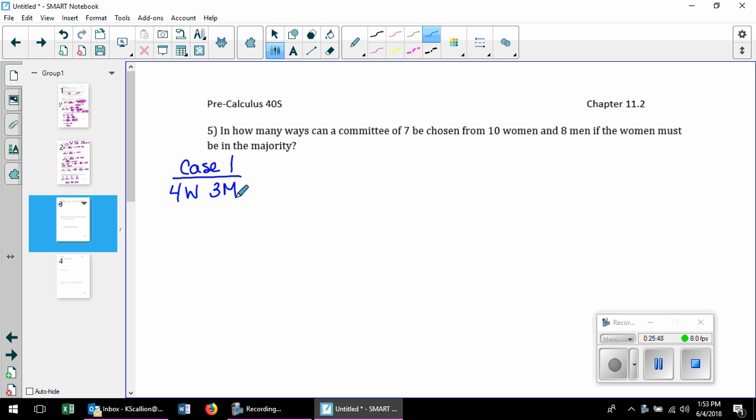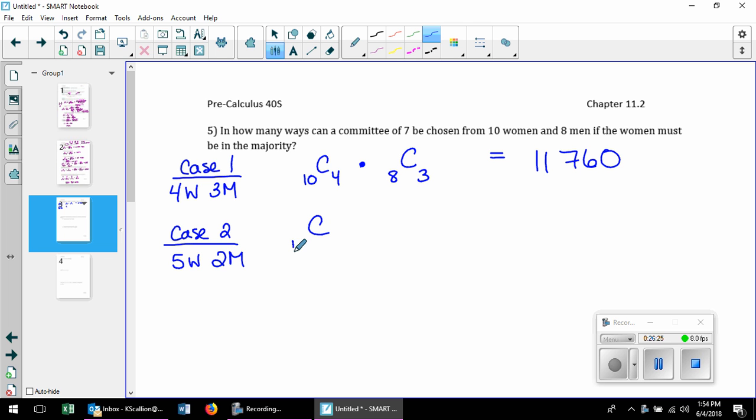Okay. So 4 women, 3 men. So what would that look like? 10C4 times 8C3. What's case 2? 5 women, 2 men, so that's going to be 10 choose 5 times 8 choose 2. Bigger or smaller number?